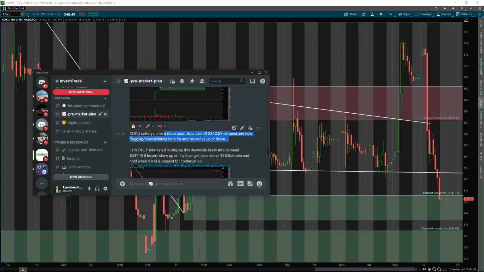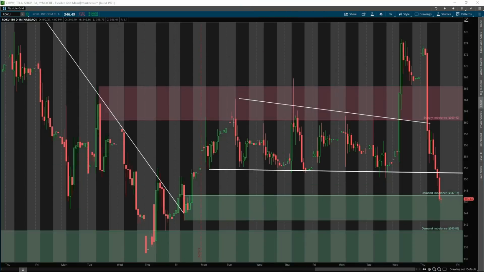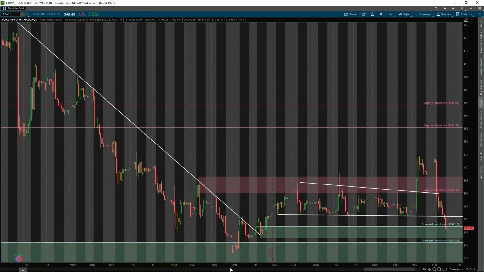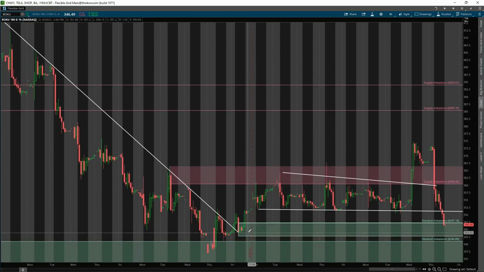I'm only interested in playing the downside break into demand, the 347.18, or if we could get back above the 363-ish area and hold once we get some confirmations for continuation. So what I liked about this, a couple of things. Thursday, August 19th, we bounced off demand. We moved up. We also created new demand around 347.18, which can be seen as bullish, especially after breaking a downtrend line to the downside. So right there, we got three bullish factors.